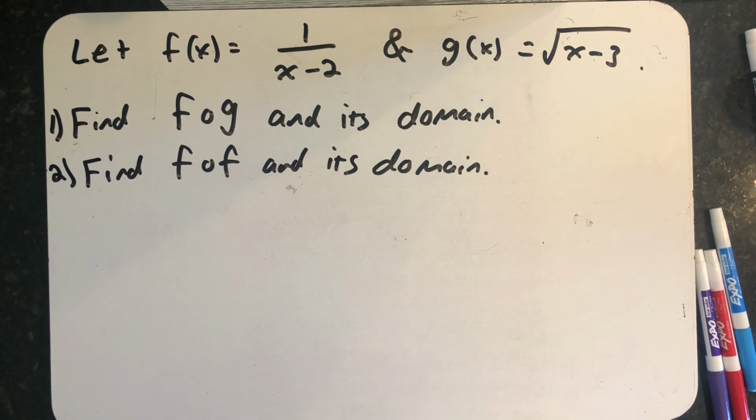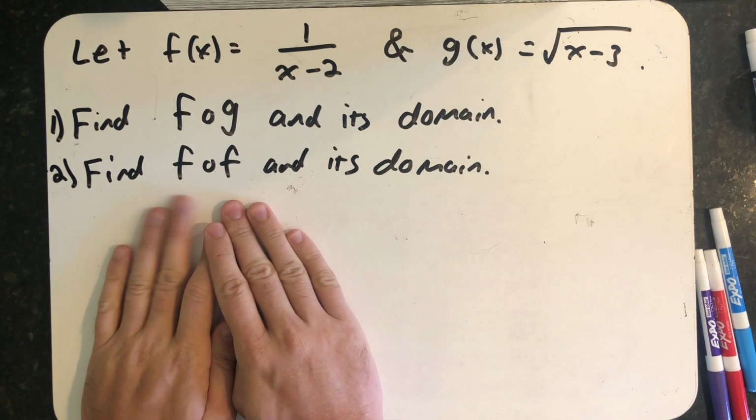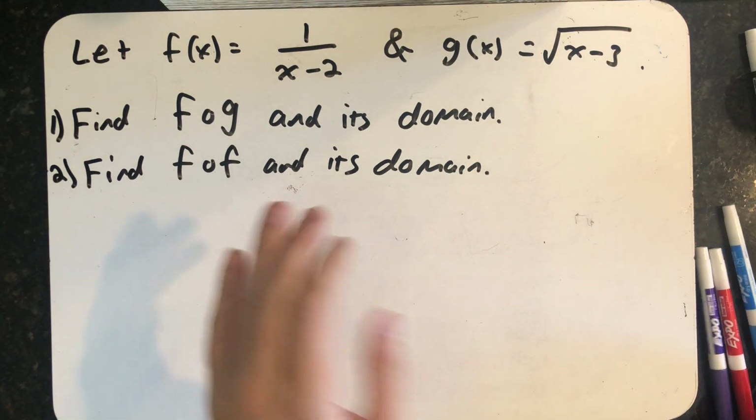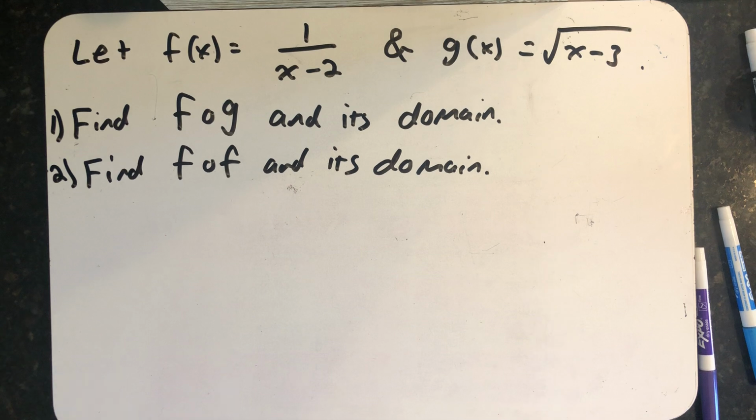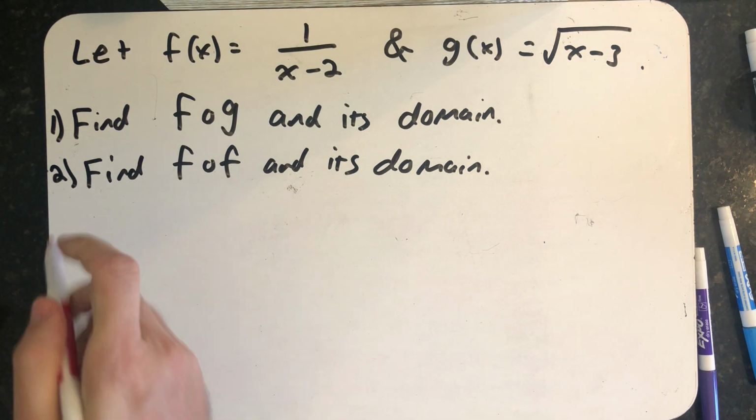Let's do a couple examples involving function composition. I'm given two functions, f of x equals 1 over x minus 2, and g of x equals the square root of x minus 3. I'm asked to find the function f composed with g and its domain, and then f composed with f and its domain. But before we get started with these two problems, let's just talk about function composition for a moment.